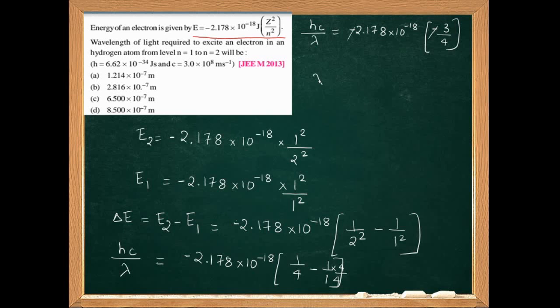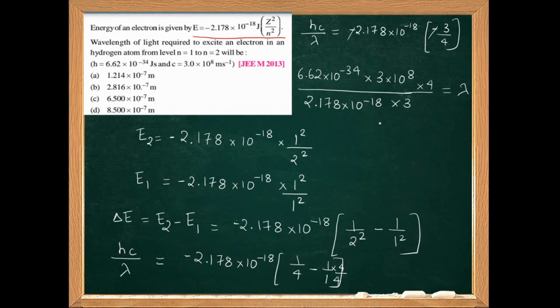So I have to find out the wavelength. I'll take this wavelength to the other side. So I will have h, which is 6.62 into 10 to the power minus 34, into 3 into 10 to the power 8, which is the speed of light, and I'll take this value down. So this will be 2.178 into 10 to the power minus 18 into 3 into 4. This will give us the value of wavelength. Now all I have to do is solve this. So 3 and 3 get cancelled, and 6 into 2 is approximately equal to 12.